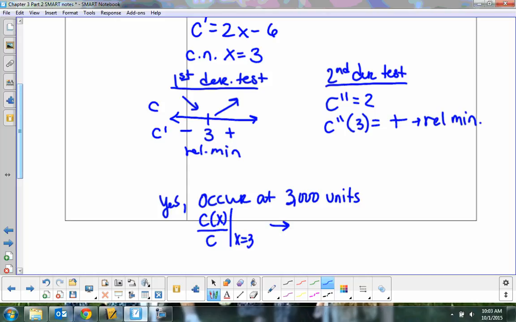So what does that give us? Yeah, 6,000. So the minimum average cost is 6,000. Would that be something important to know in business? Yeah. Oh, gotcha. Yes. And then the cost is.